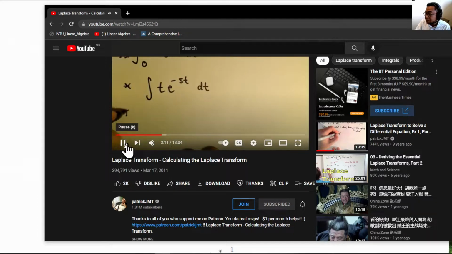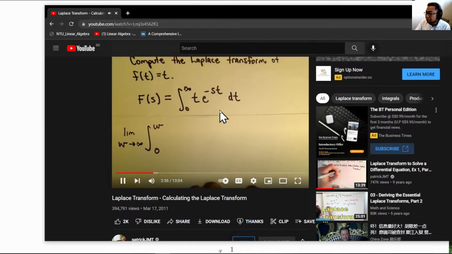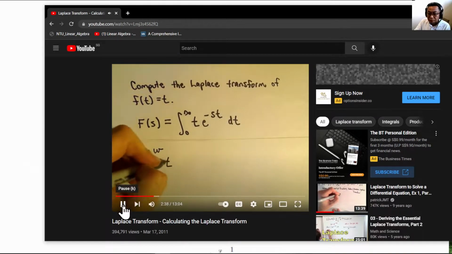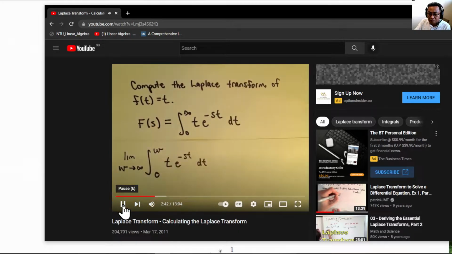The integration by parts formula, infinity, because that's the original upper limit of integration. And then we have to integrate this t e to the negative st dt.